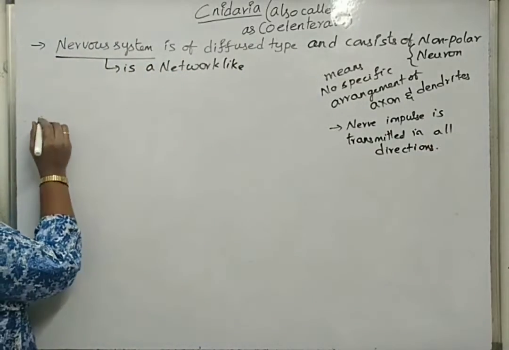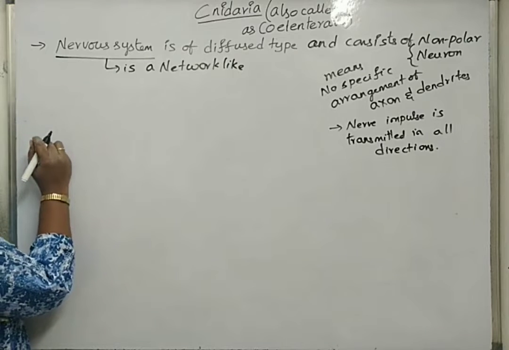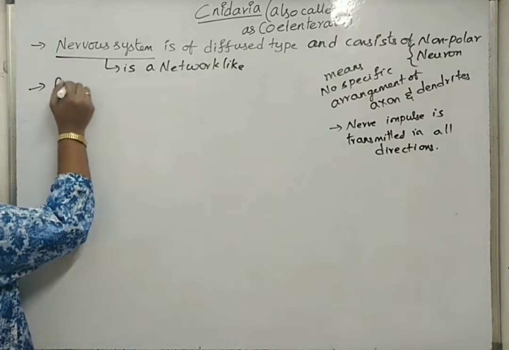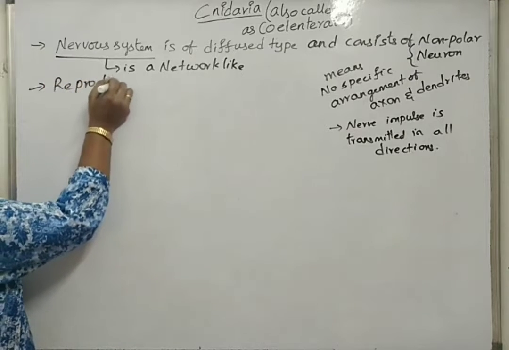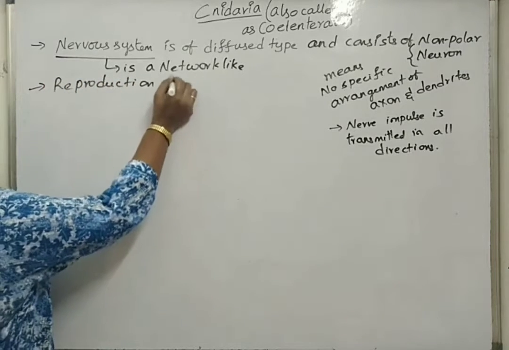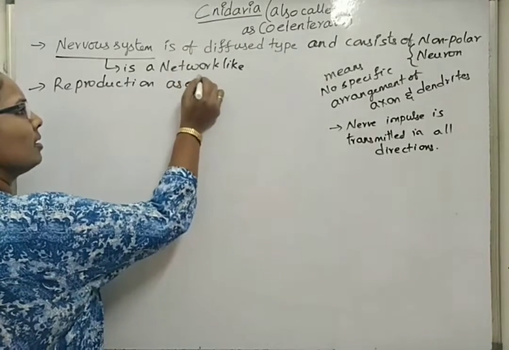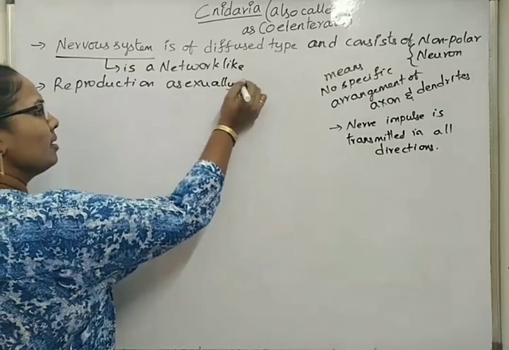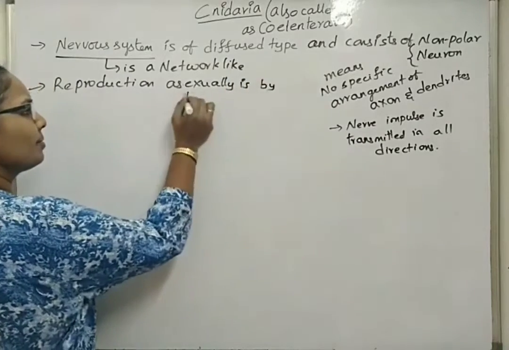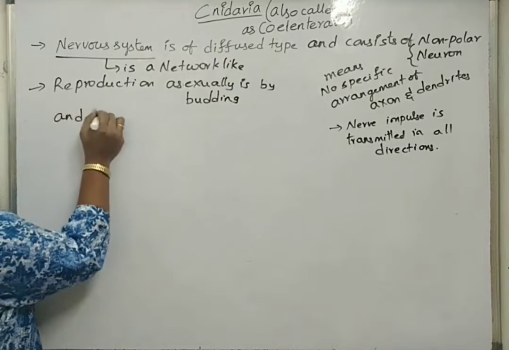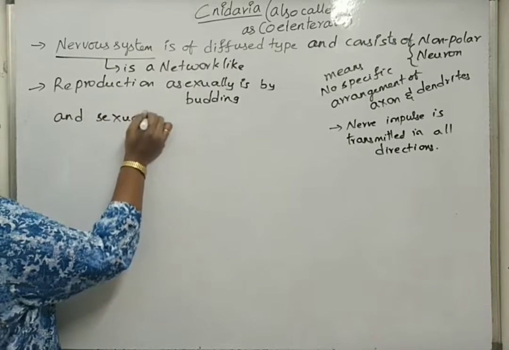Next, reproduction is asexually by the process of budding, and sexual process is by the formation of gametes. Reproduction asexually is by budding, and sexually by formation of gametes.